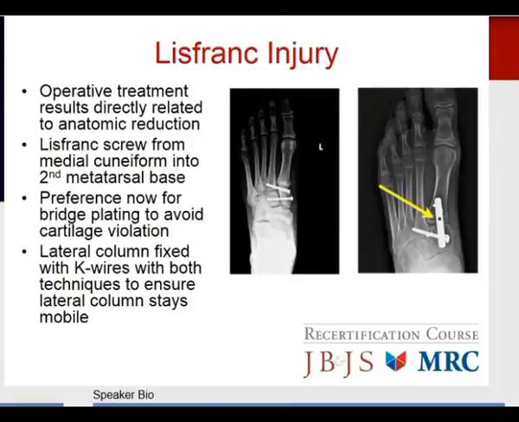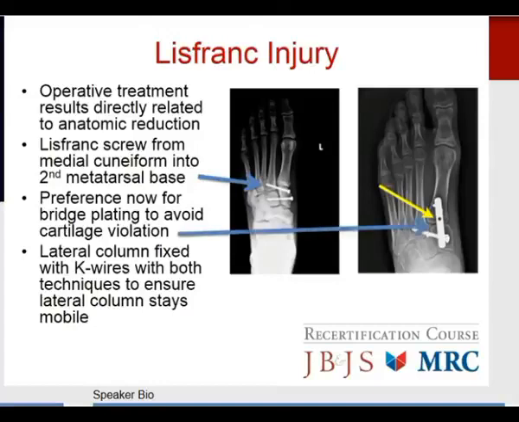Studies looking at Lisfranc injuries show that the operative treatment results are directly related to your anatomic reduction. So in the book it says if there's more than 2 millimeters of displacement, fix it. We would say that if there's any visible displacement, fix it. And that fixation is done through screw fixation. We know that the Lisfranc screw is placed from the medial cuneiform into the second metatarsal base. But like I said in the very beginning, also look at the intercuneiform joint surfaces, for if there is splaying at that site, that must be addressed simultaneously to restore the normal architecture of the foot.